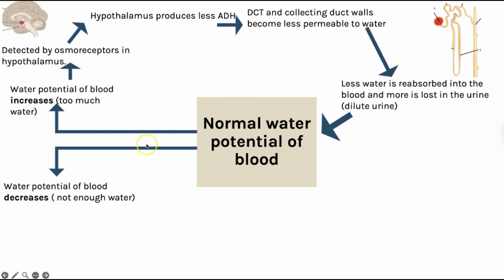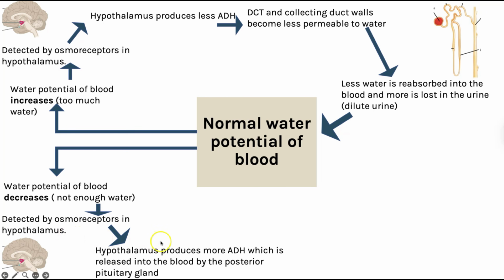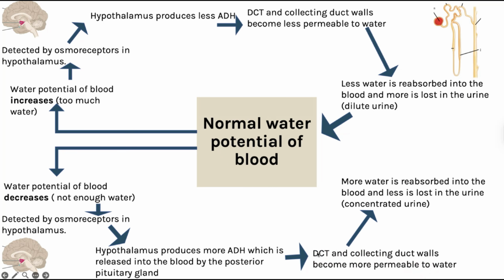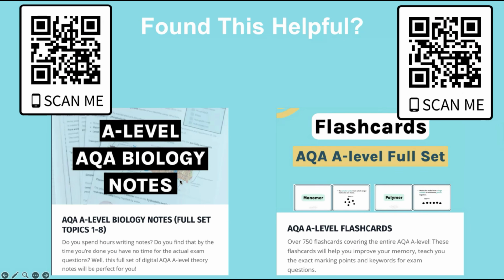Now, maybe you've sweat a lot and you've lost a lot of water and the water potential of your blood decreases. That is going to be detected by the osmoreceptors in the hypothalamus. The hypothalamus will produce more ADH, which is released into the blood by the posterior pituitary. The distal convoluted tubule and the collecting duct walls become more permeable to water, so more water is reabsorbed into the blood by osmosis and less is lost in the urine. So you get more concentrated urine, and that means you get your normal water potential of the blood. So that takes us to the end of topic 6.